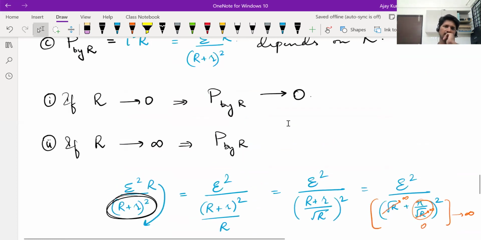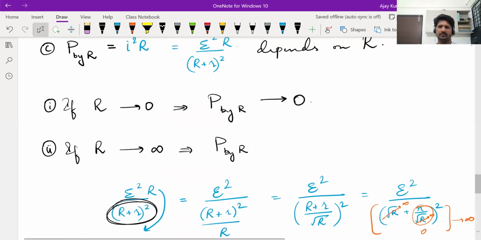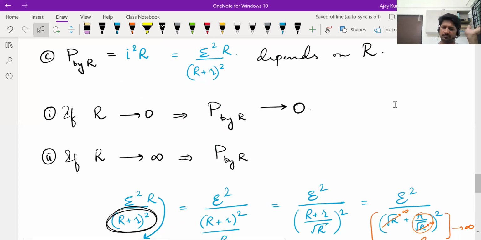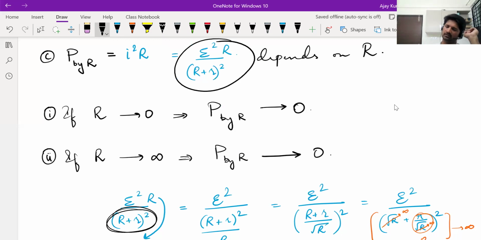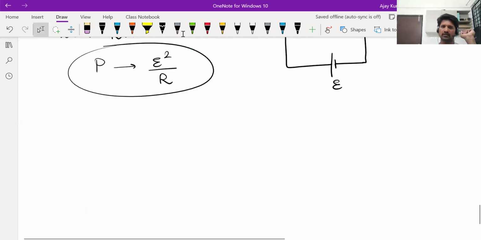Okay. Now when capital R is too small, when external resistance tends to 0, power dissipated by it tends to 0. When external resistance is too large also, power dissipated by it tends to 0. But when external resistance is a finite value, not 0, not infinity, but some non-zero finite value, the power dissipated will be a non-zero finite value. So for 0 external resistance, power is 0. For infinite external resistance, power is 0. But in between it is non-zero, means it should follow a nature somewhat like this.